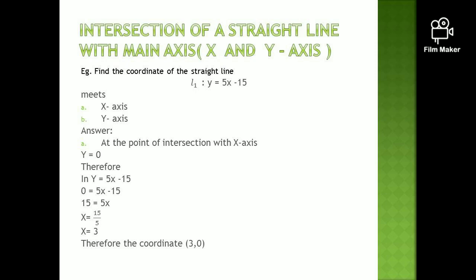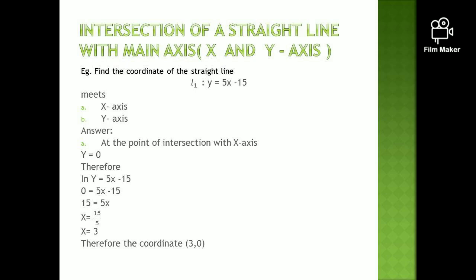If any straight line or a curve meets the x-axis, we know that the y coordinate becomes 0. The equation is y equals 5x minus 15. Then we can make y equals 0. Then we can write 5x minus 15 equals 0. If you simplify that equation, you will obtain the answer x equals 3.